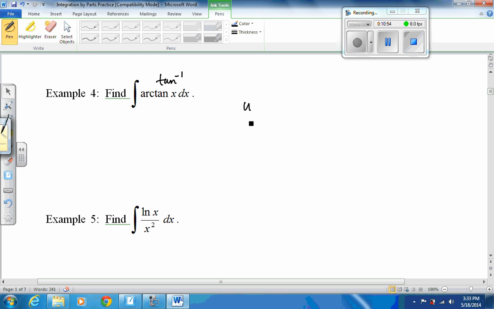So u, du, v, dv. Okay, let's do tangent inverse of x. That's from LIPET, that's the I. That's an inverse trig function. That way you can do the integrals with the same kind of thing without having to memorize the antiderivative. So the derivative of that we know is 1 over 1 plus x squared, or maybe you'd forgotten that by now, but that's the derivative of tangent inverse of x.